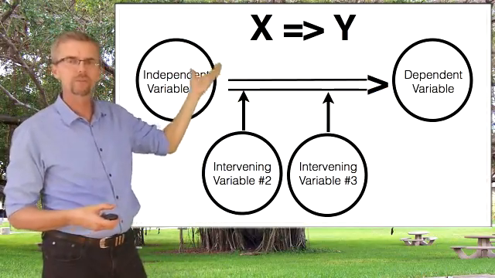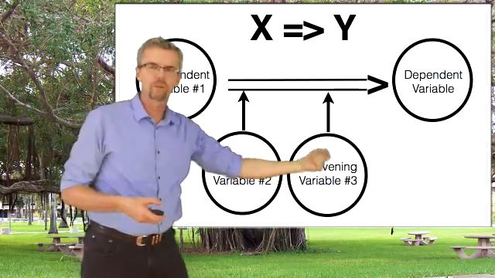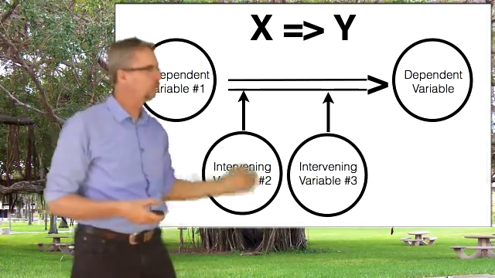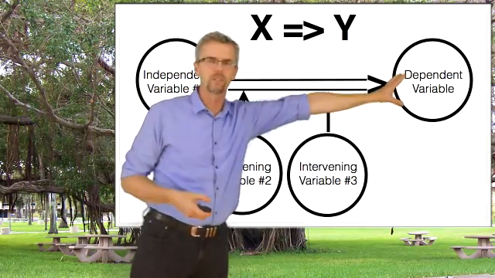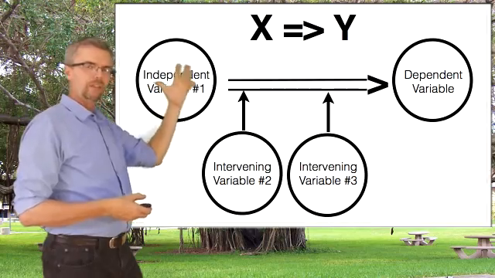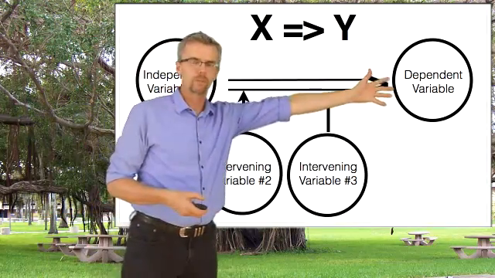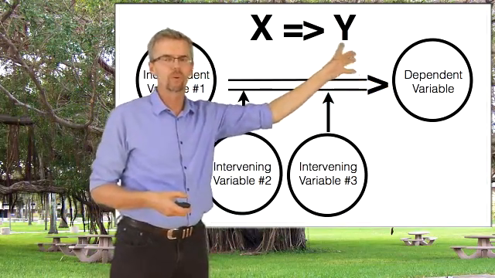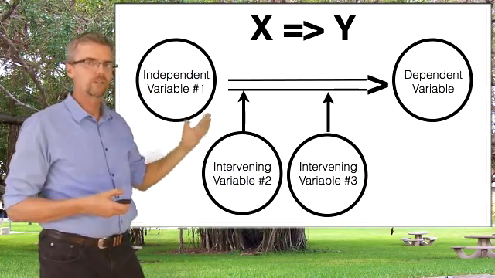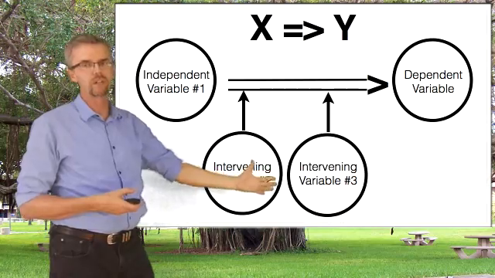But here I've got variable number 1, variable number 2, and variable number 3. In this model here, these are intervening variables. They do not directly correlate to the dependent variable. What they do is they correlate to the relationship that the independent variable has to the dependent variable. And I'm going to show you why that's important and why we need to look at and distinguish in very important ways what an intervening variable is.